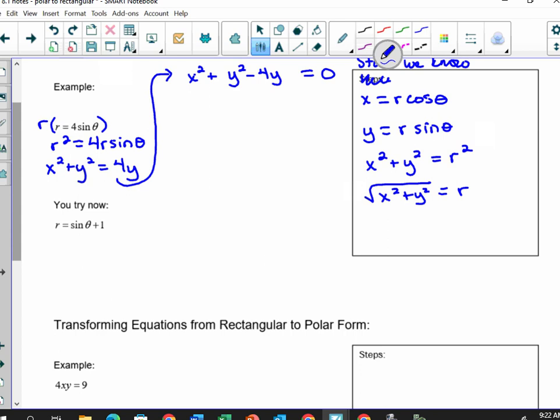Okay, everybody with me on that? So the 4 was there. And then do you see that r sine of theta is y? Like over here. Yeah, so I just substituted for that.